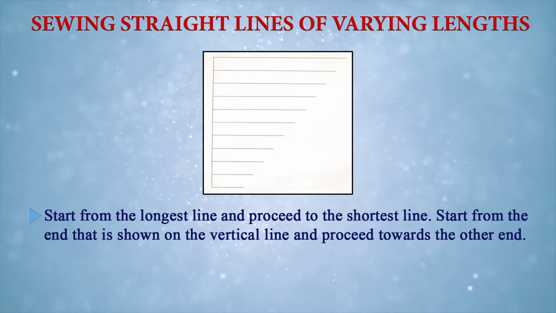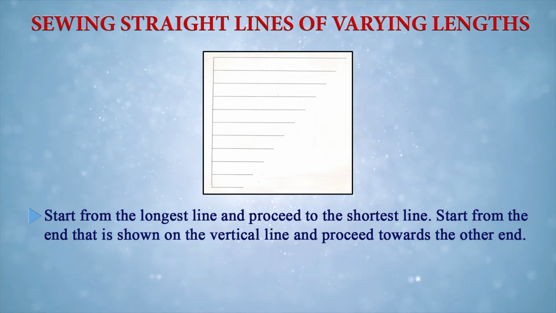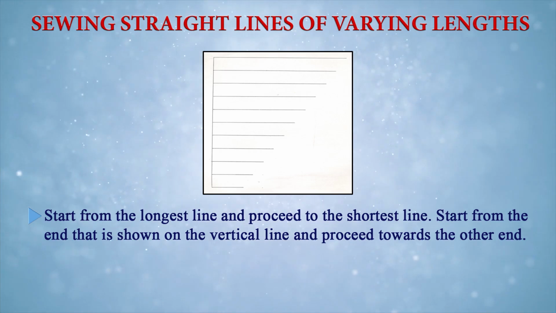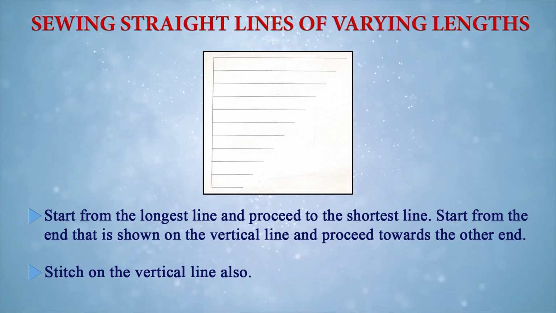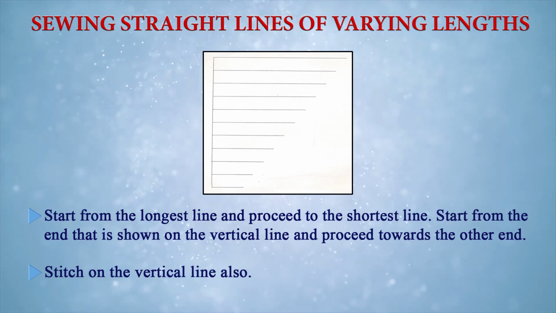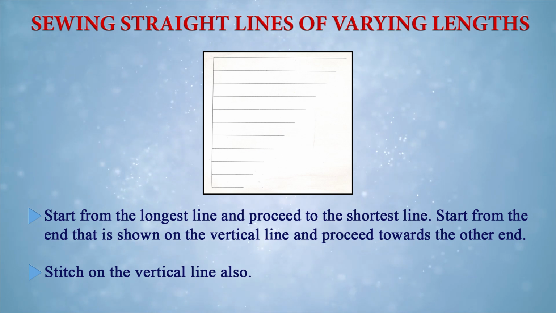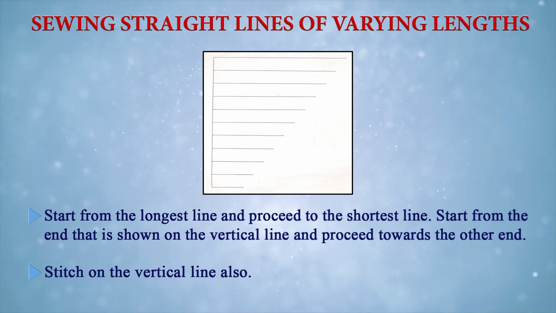Then we sew straight lines of varying lengths. We draw straight lines of various lengths, some short and some long, in ascending and descending order. Start from the longest line and proceed to the shortest line. Start from the end that is shown on the vertical line and proceed towards the other end, and then stitch on the vertical line also. This is how we practice sewing straight lines of varying lengths.